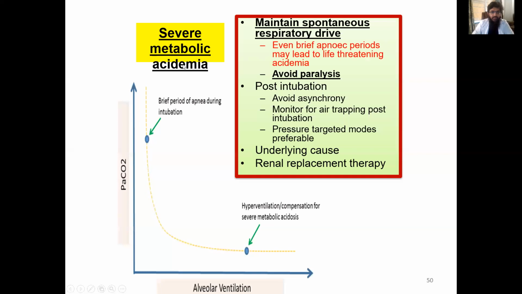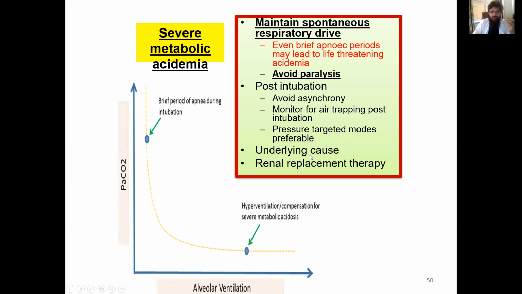Then severe metabolic acidemia. One thing is very important: in these patients, the CO2 can rise even during a brief period of apnea. So suppose the patient is hyperventilating and you paralyze him, the CO2 just rises and the pH crashes drastically. So it's important to avoid paralysis in these patients. Even brief apnea may lead to life-threatening acidosis.